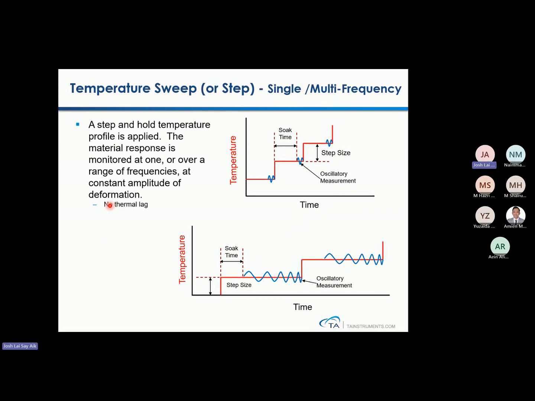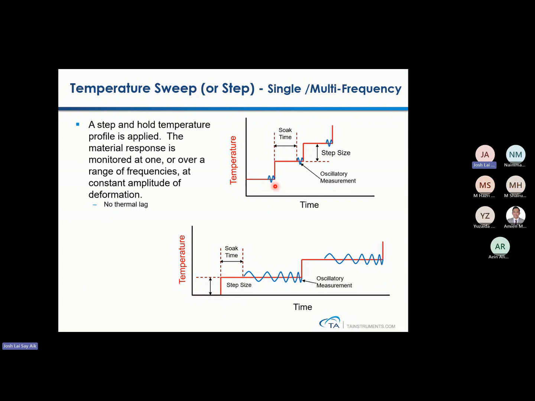Besides temperature ramp, we have another type of what we call a temperature sweep instead of ramp. So you can see the temperature elevation is going to be like a step. So this is a soak time, user defined. It can be 1 minute, 2 minutes, 3 minutes. Let's say I set 3 minutes. So the first temperature point will hold for 3 minutes at, let's say, 50 degrees C.